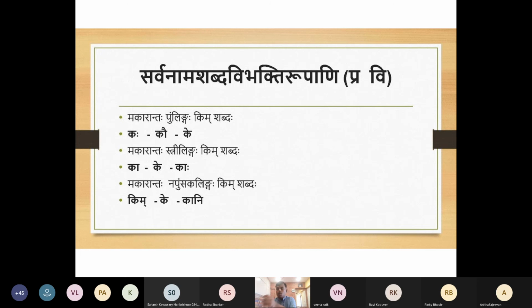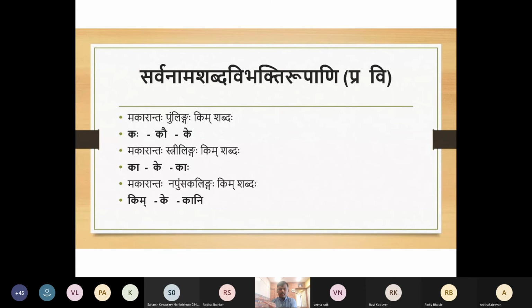Kim asti? Kupi asti. Sorry, Kupi is a Strilingam, so it is not an object. It is ka asti, because Kupi is Strilingam. Kim asti? Pustakam asti. Ke stah? Pustake stah. Kani santi? Pustakani santi. Three or more books are there.